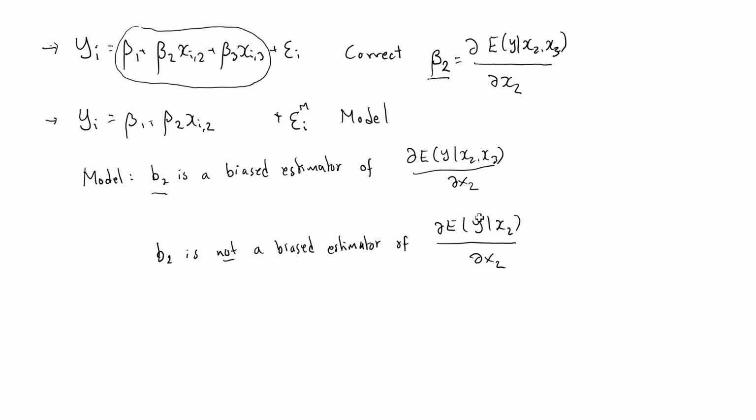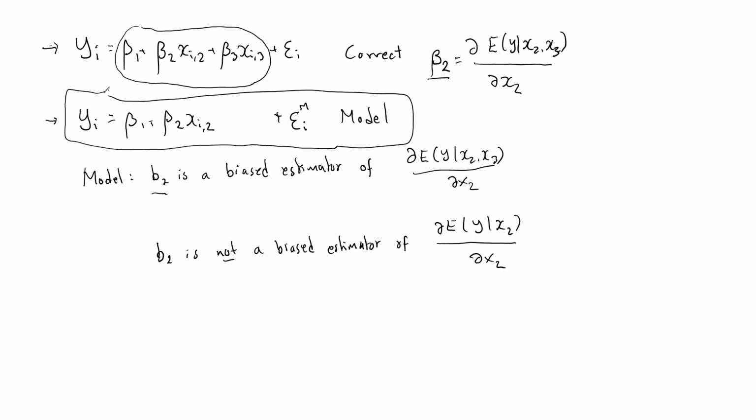So in that sense, it is definitely not wrong to run this regression model, even though you know that you have a missing variable, as long as you are really careful in interpreting your B2. You cannot interpret it as the effect of x2 keeping x3 constant. You can interpret it as the effect on the expected value of y of increasing x2 and allowing x3 to do its thing.